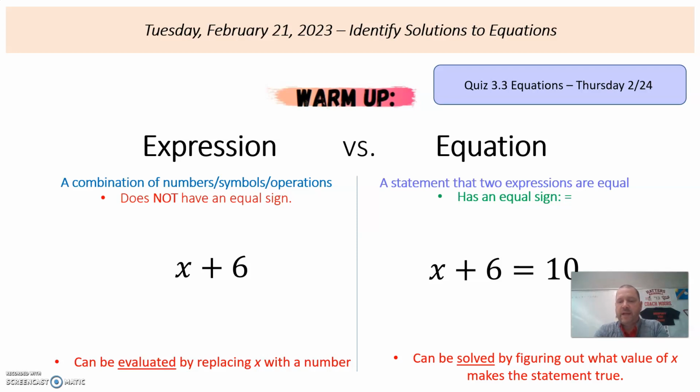On the right-hand side, we have an equation. The equation that we have here is x plus 6 equals 10. This can be solved by figuring out what value of x makes the statement true. So in this case, think about it. What would x have to be in order for x plus 6 to equal 10? Right. x would have to be 4. 4 plus 6 equals 10.